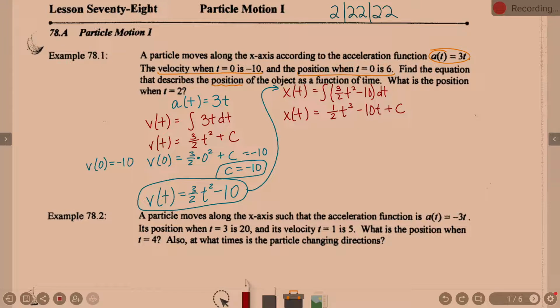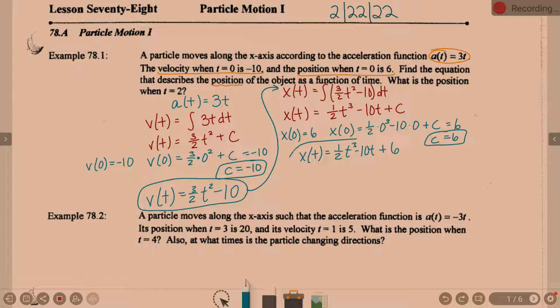But c is 6, because we are told the position at time 0 is 6. So x of 0 is 6. So if I do the official math, 1/2 times 0 cubed minus 10 times 0 plus c is equal to 6. So c is 6. And our position function, x of t, is 1/2 t cubed minus 10t plus 6.